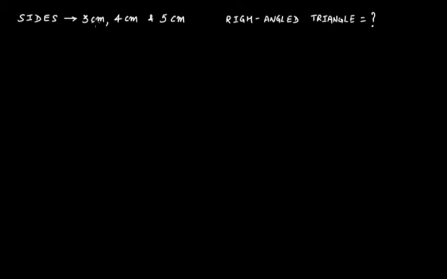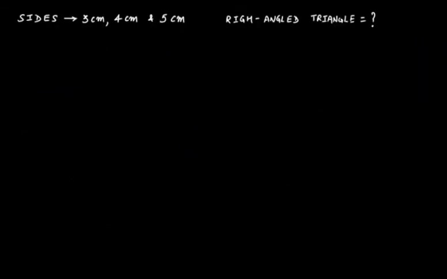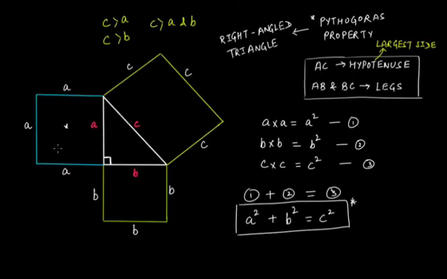Sides given are 3 cm, 4 cm and 5 cm. It's asking that if you have been given these three lengths of the three sides of a triangle, then will it be a right angle triangle? So as we discussed here, any right angle triangle will always follow this property. It will have to follow this property. So in this case, if you see 5 cm is the largest side, you are simply checking whether these lengths fit into this one or not.